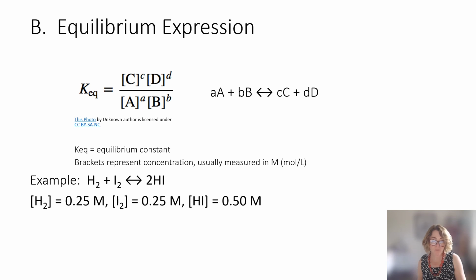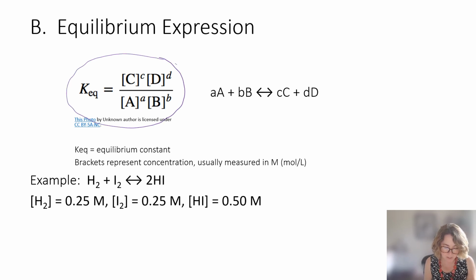Okay, so the next thing we're going to talk about is the equilibrium expression. This is going to allow us to quantitatively talk about these reactions at equilibrium and to talk about whether there's more products when the system's at equilibrium or more reactants, or whether they're about equal. So we define a few things in this equilibrium expression first. This is in general what our equilibrium expression is going to look like.